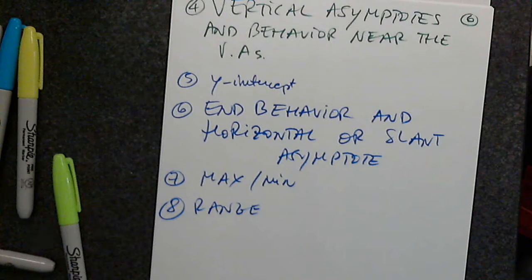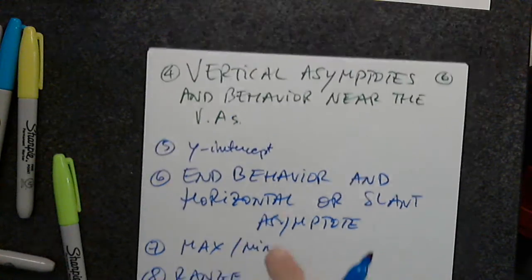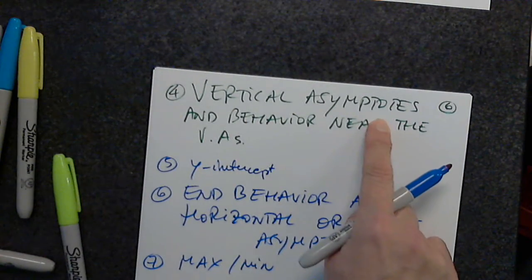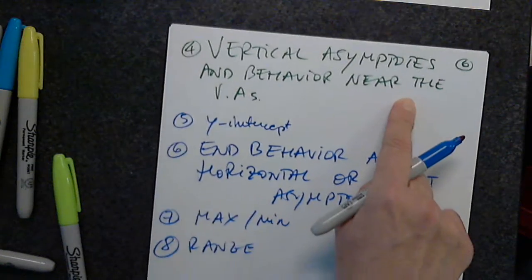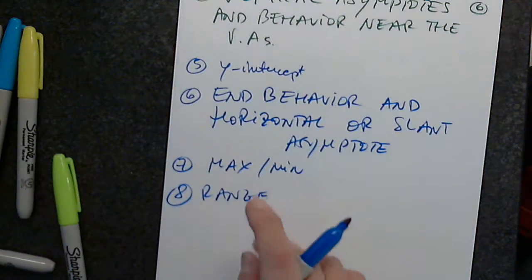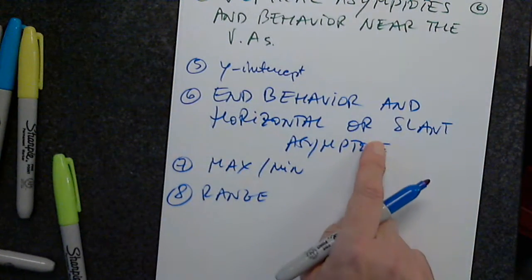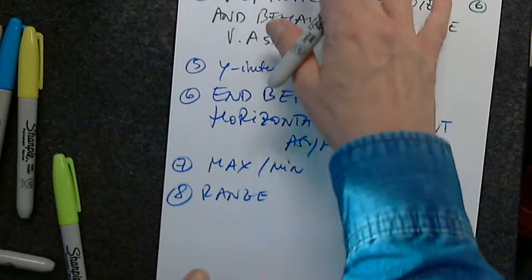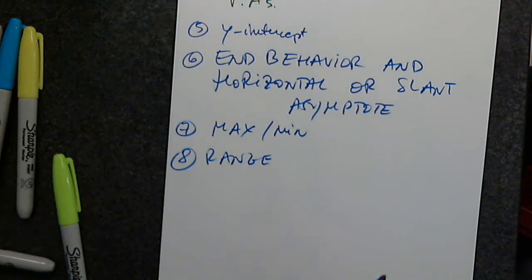Any questions so far? Okay, let's talk about this: vertical asymptotes and the behavior near the vertical asymptotes. And let's talk about the end behavior of this function or any rational function.